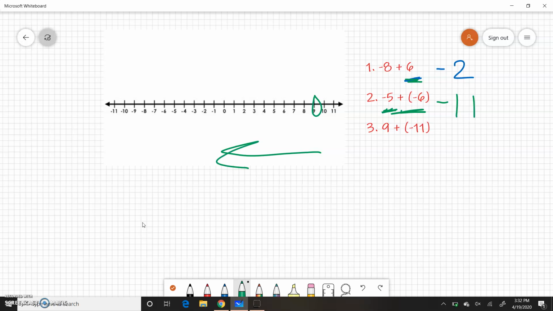Well, negative takes me to the left. So I have to go to the left 11 spaces. 1, 2, 3, 4, 5, 6, 7, 8, 9, 10, 11. So that got me to negative 2.